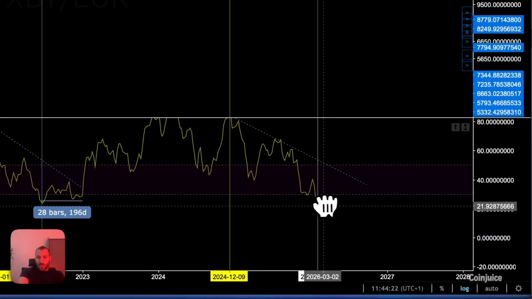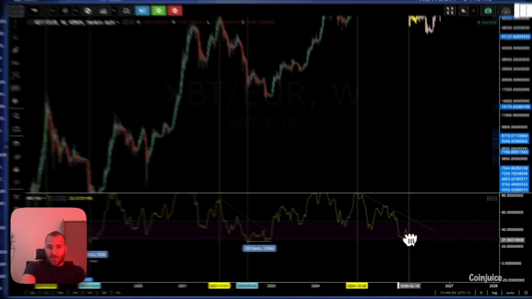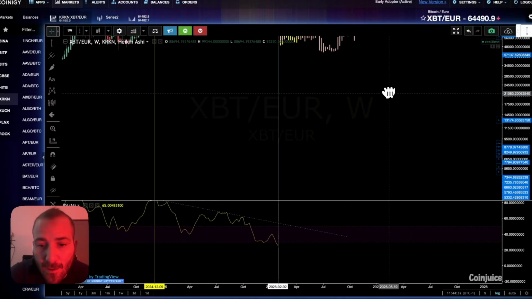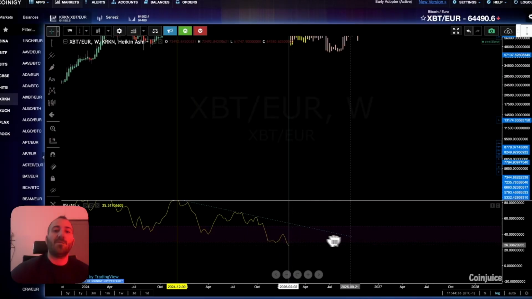I don't know what that would mean if we go lower, but chances are this might be the low in the weekly RSI, which means that we can start trending, but we are quite far away from this resistance line, so I suspect we're gonna chop for a while, and I don't know what's to come of that.